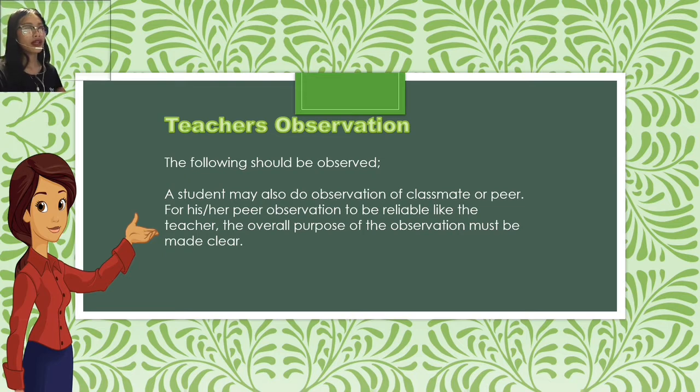A student may also observe a classmate or peer, and for the peer observation to be reliable like the teacher's, the overall purpose of the observation must be made clear. Students or learners can observe each other as equals. Maybe he or she is your classmate or friend that you may know or may not know very well.